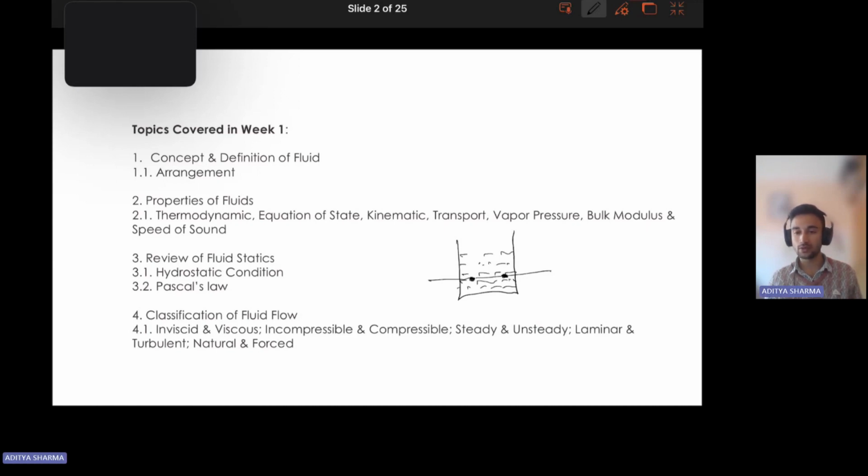Then laminar and turbulent flows were discussed. For some particular Reynolds number, below that value the flow remains laminar, and beyond that it starts to transition towards turbulent, and eventually if the Reynolds number is further increased, the flow becomes turbulent. Then natural and forced convection were discussed in the lectures. I believe these were the topics covered in lecture 1.